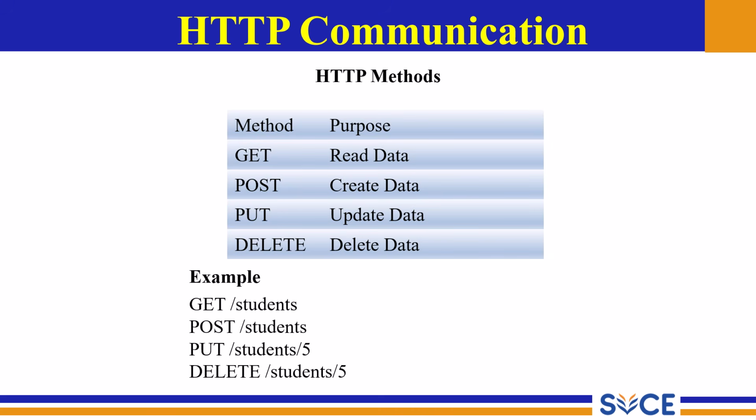Remember this easy trick. Get, read; post, create; put, update; delete, delete. These four operations are called CRUD operations. C represents create, R represents read, U represents update, D represents delete. Almost every database application uses these CRUD operations.